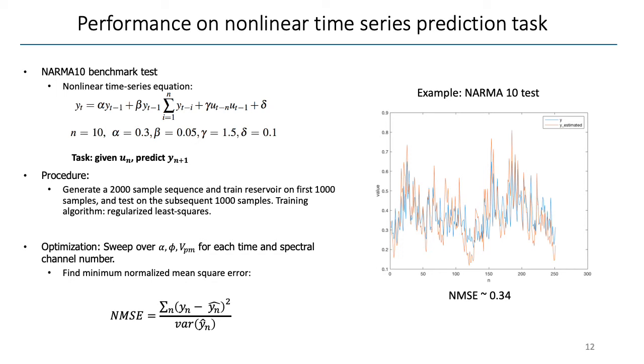In our case, we generated a 2,000 sample sequence and trained the reservoir on the first 1,000 samples of the sequence and tested the reservoir performance on the remaining 1,000 samples. In each case, we optimized over the loop gain alpha, the round-trip phase, and the phase modulator voltage amplitude. An example of the NARMA 10 output and its estimate by the reservoir computer is shown on the right. The reservoir prediction is shown in red against the actual values in blue for the case of a normalized mean squared error of 0.34.